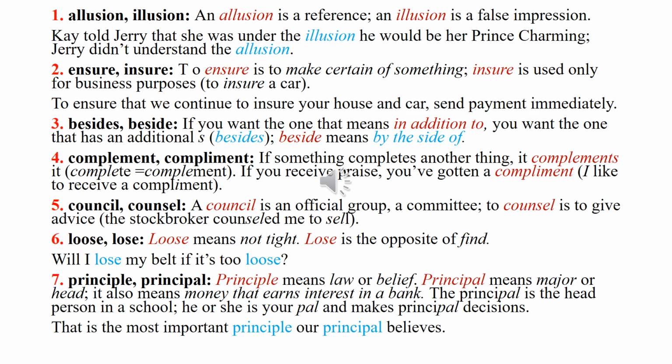1. Allusion and illusion. An allusion is a reference. An illusion is a false impression. Example: Katie told Jerry that she was under the illusion he would be her Prince Charming. Jerry didn't understand the allusion.